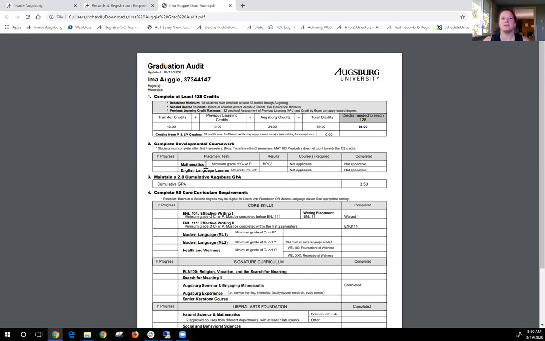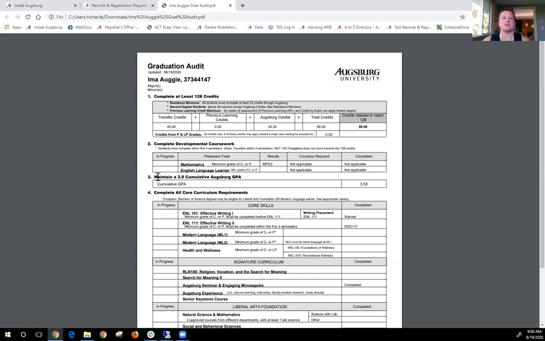If you're at Math Placement Group 3, 4, or 5, you do not need any developmental math courses, and you don't need to worry about number 2 on your graduation audit. If you're at Math Placement Group 4, that means that you're at the level to take calculus if it's required for your major. These classes must be completed within the first 4 semesters, 3 for transfer students.